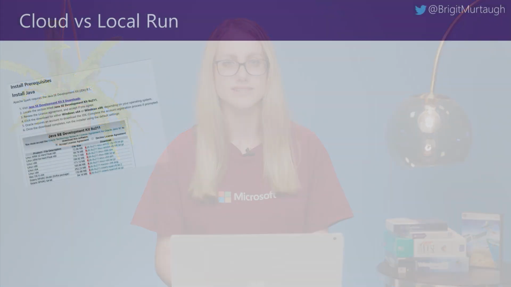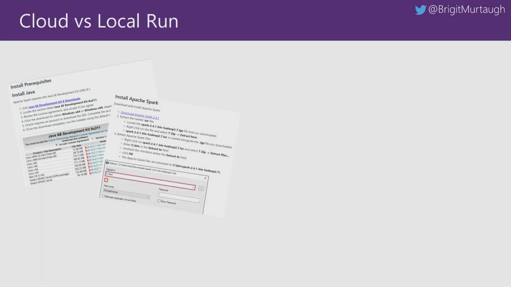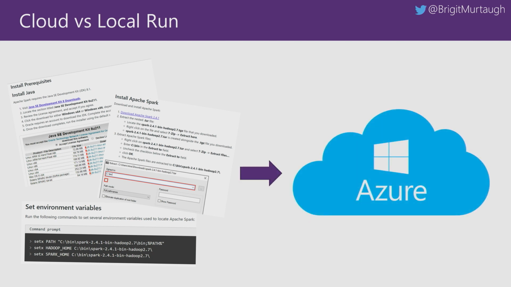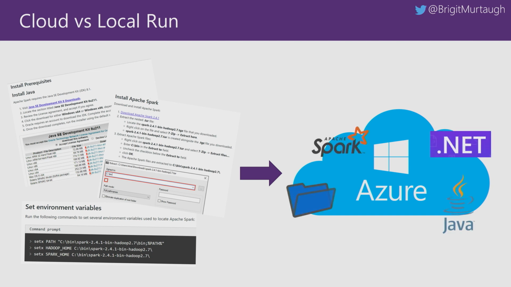So when we want to run a .NET for Apache Spark app on our own machine, there were a couple things that we needed to do. We needed to install some prerequisites like Java and Apache Spark. And we also needed to set some paths and environment variables to those dependencies. However, if we want to run our app or deploy it to Azure, all we need to worry about is that those dependencies and our app files are set up correctly in the cloud. We don't need to worry about setting any sort of paths on our own computer.